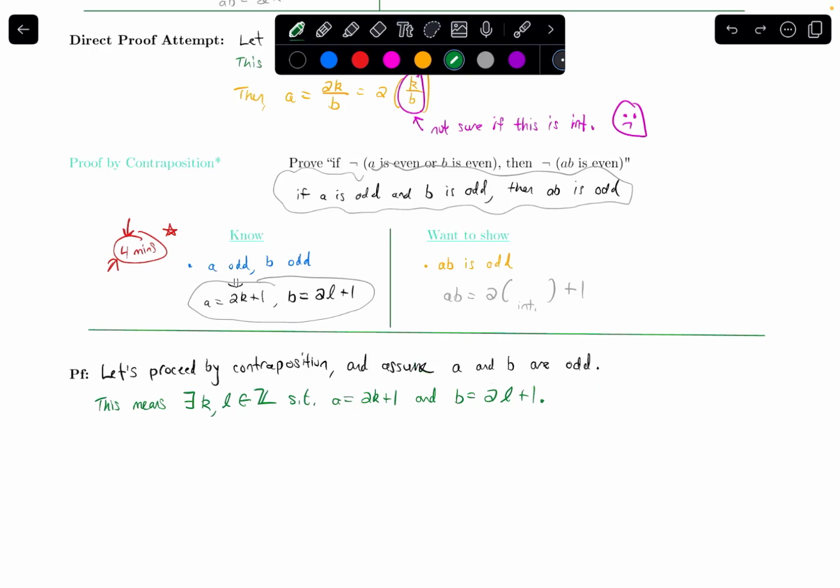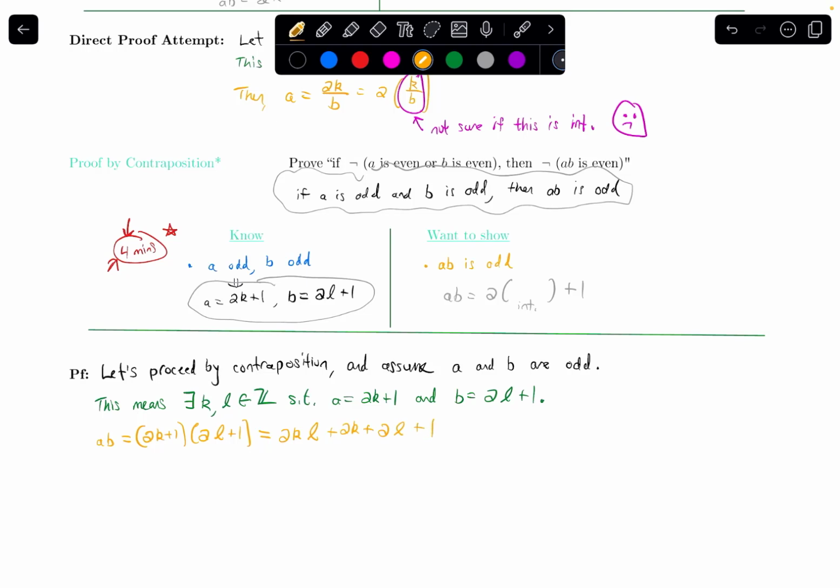Now I think we're ready to do our manipulations. And we said we think what we need to do is multiply the A and the B together because we're trying to prove something about A times B. Okay, so if I look at A times B, A is 2K plus 1. Multiply that by B, which is 2L plus 1. And okay, we can expand this. We could distribute it out to get 2KL. We'll get plus 2K plus 2L and then plus 1.